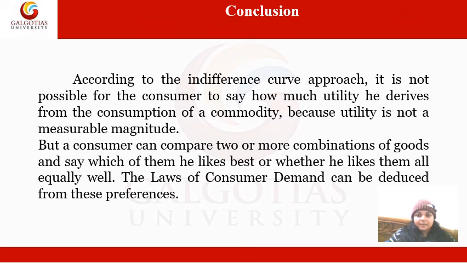In conclusion, we can say that according to the indifference curve approach, it is not possible for the consumer to say how much utility he derives from the consumption of a commodity, because utility is not a measurable magnitude. But a consumer can compare two or more combinations of goods with the help of indifference curves and say which of them he likes best or whether he likes them all equally well. The law of consumer demand can be deduced from these preferences.